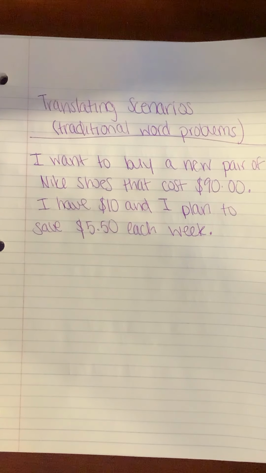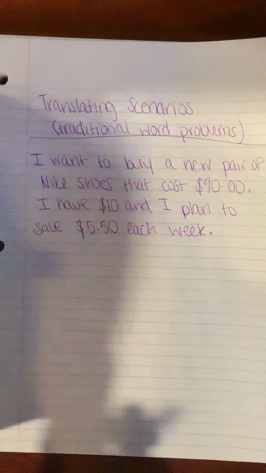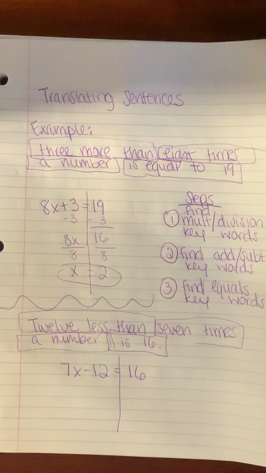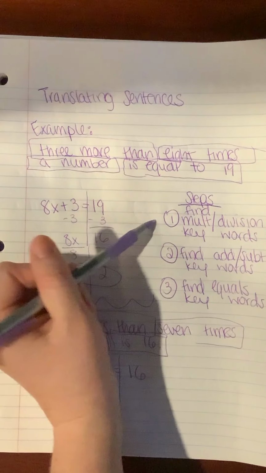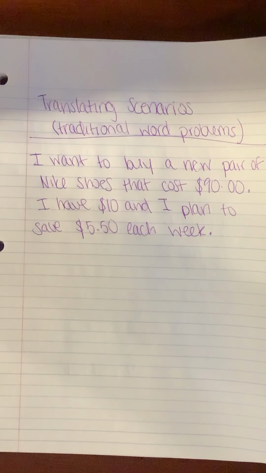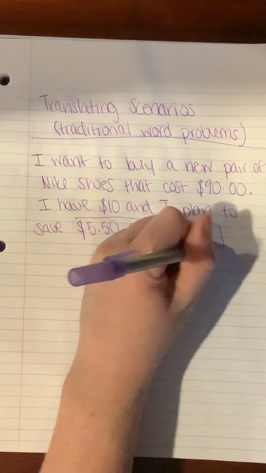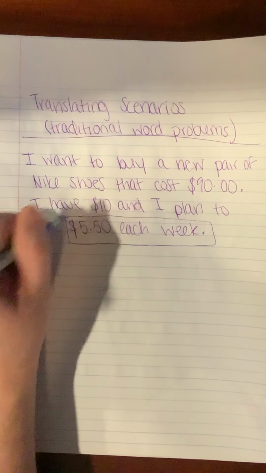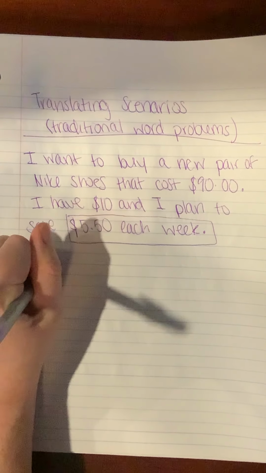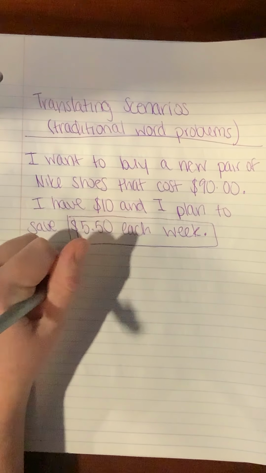All right, so hopefully you guys have written my word problem. Our steps are going to be the exact same as they were before. So our first step is to find the multiplication and division keywords. All right, well, I see the word each. So I'm going to box 5.50 each week, and that clues me into multiplication. So 5.50x.